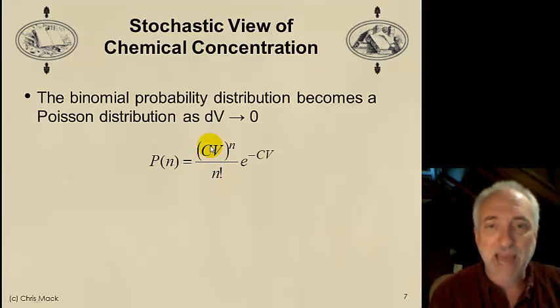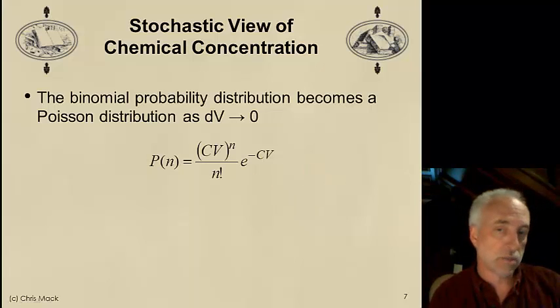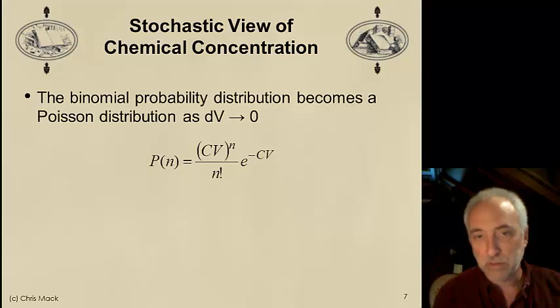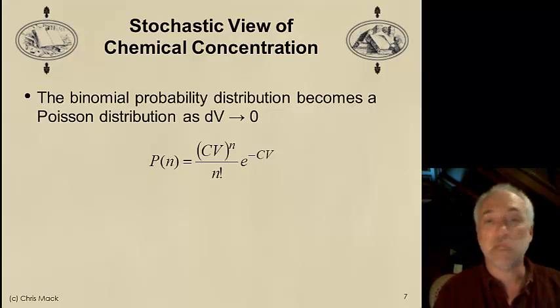I've got some average concentration C, and then I pick some volume V and I ask what's the probability of finding exactly n particles within this volume V. And it goes by this binomial distribution. You can plug this into Excel or some other tool, even work it out on your calculator, and calculate the probability for any given value of n.